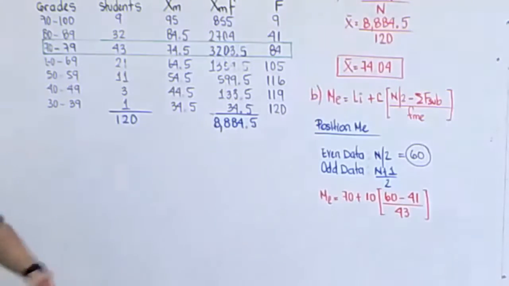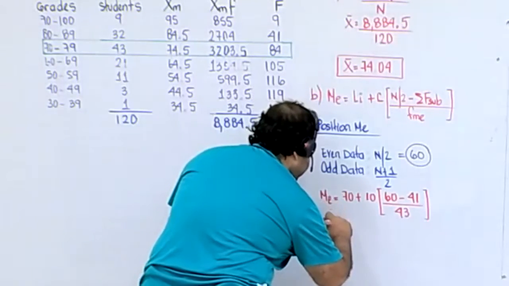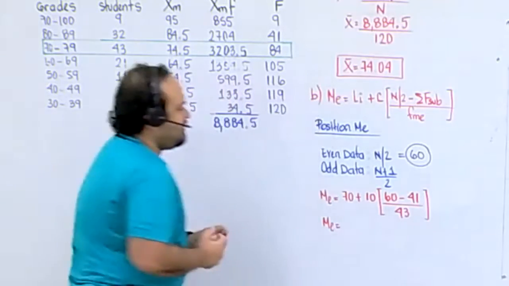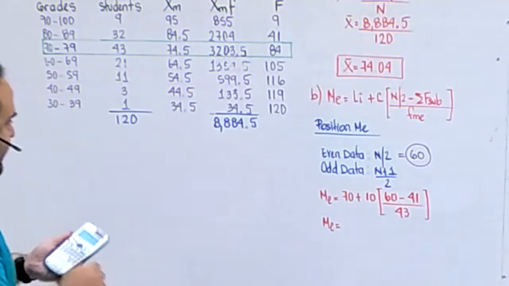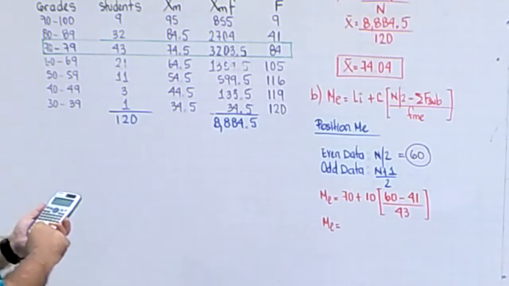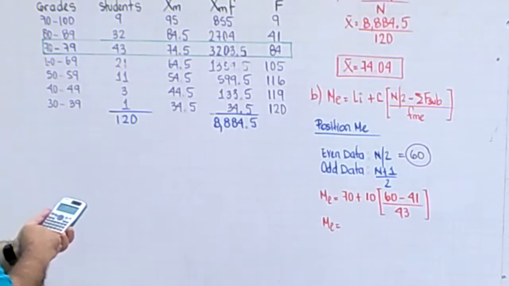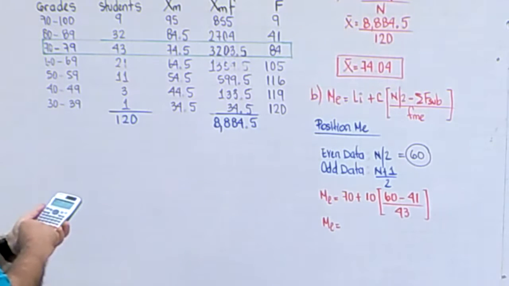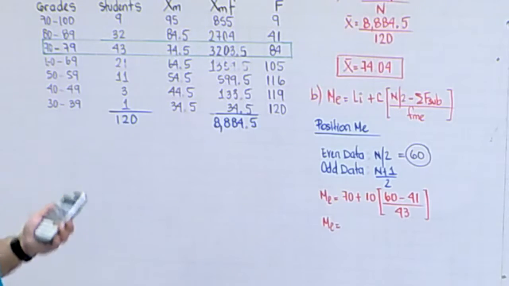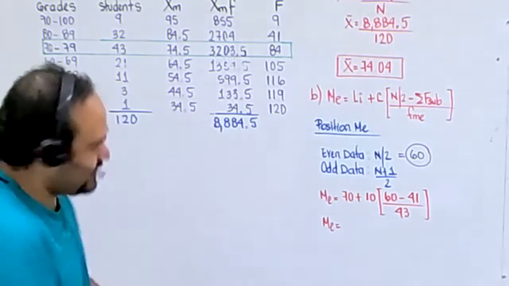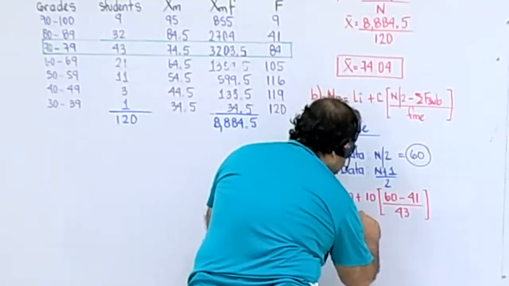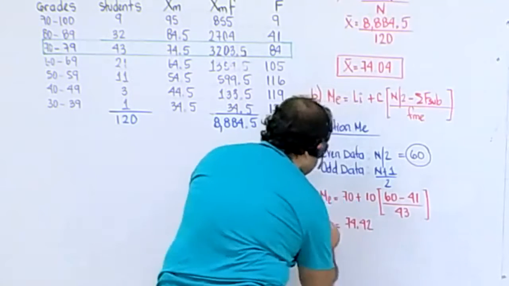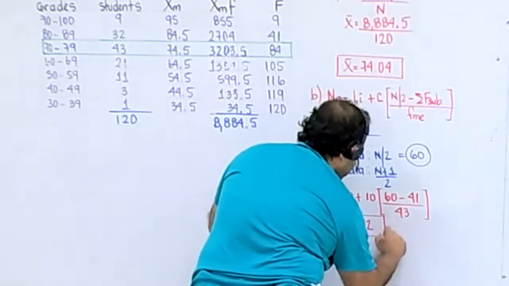So what we're going to do, let's perform this operation, the median. You can perform this on your calculator. And we got 60 minus 41 multiplied by 10 divided by 43, adding 70, and the median will be 74.42. 74.42. We got the median.